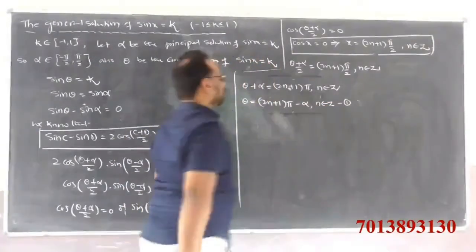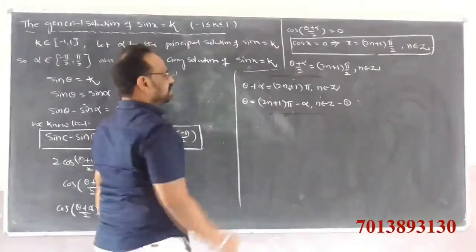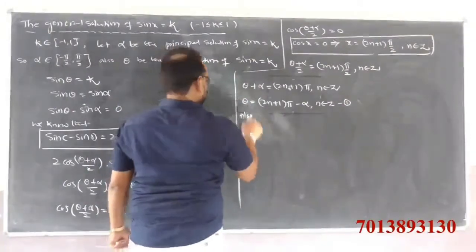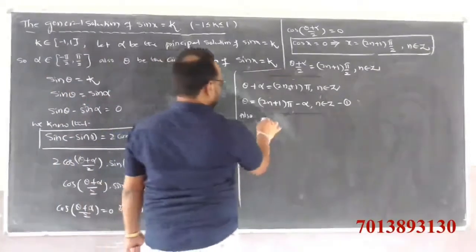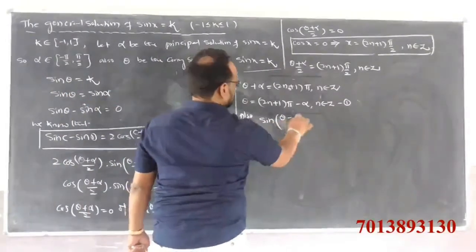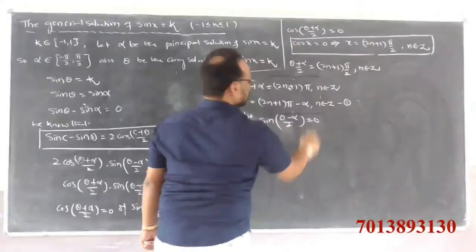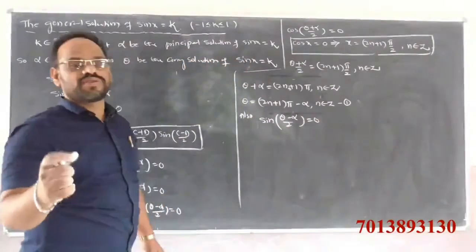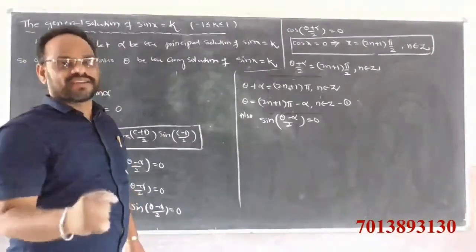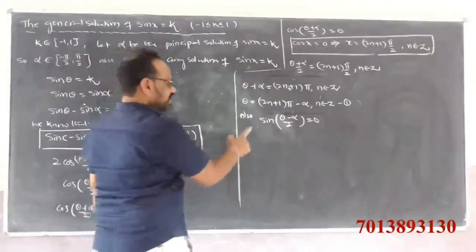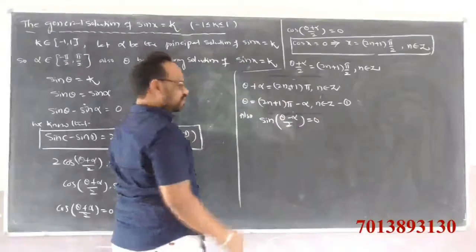This is equation number 1. Again, we also have sin (theta minus alpha by 2) is equal to 0. We want the general solution of the given trigonometric equation. Sin x is equal to k. So sin (theta minus alpha by 2) is equal to 0.